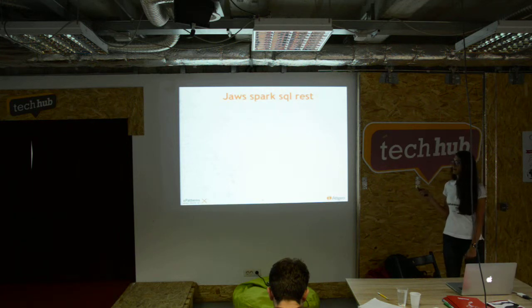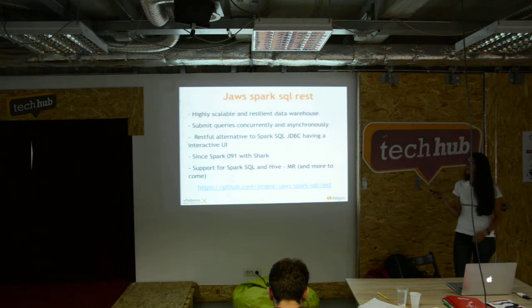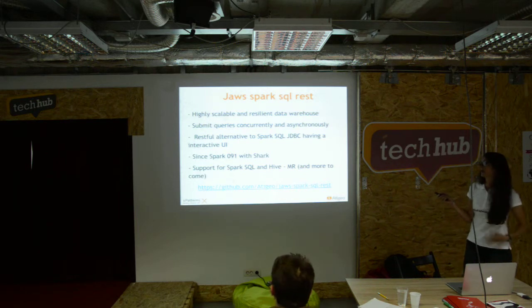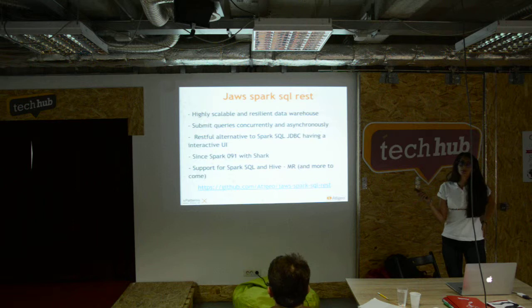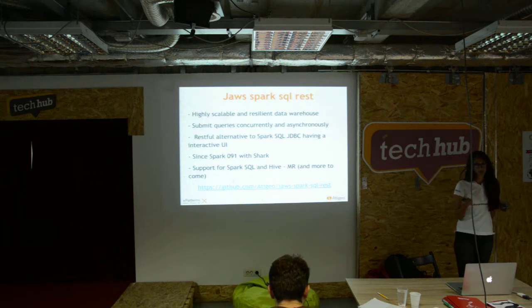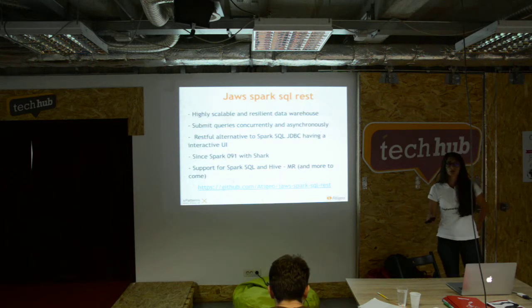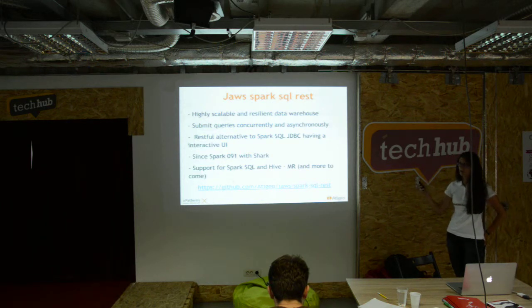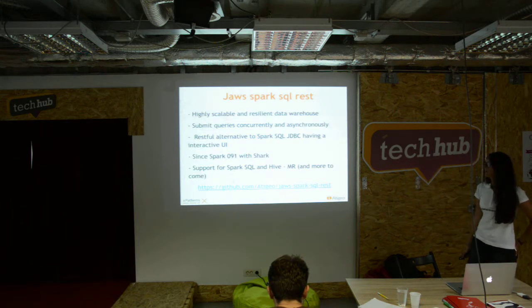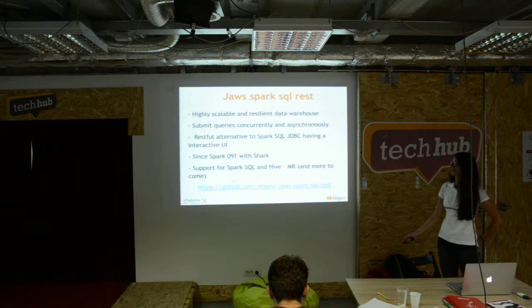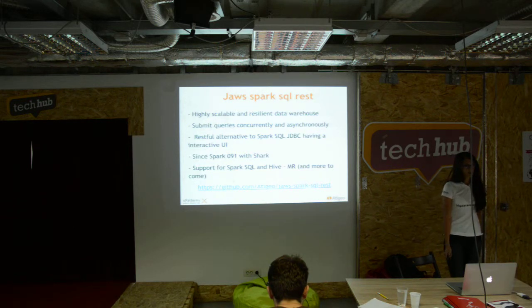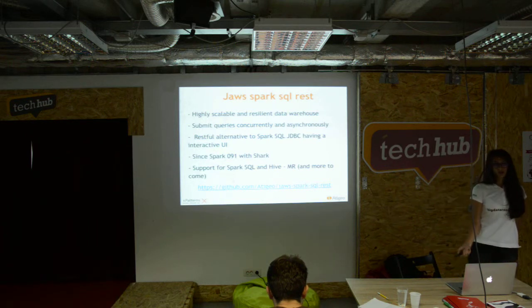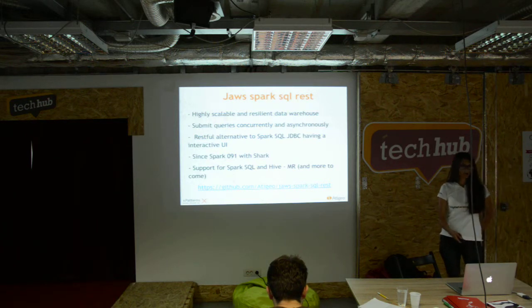Okay, the last thing I want to speak about is Spark Job Rest. It's an open source project that I have worked on. In fact, it's a scalable and resilient data warehouse which allows you to concurrently and asynchronously submit Spark SQL queries. Actually, it's an alternative to the Spark SQL JDBC, but it has an interactive UI and a set of features that you don't have in the Spark SQL JDBC.